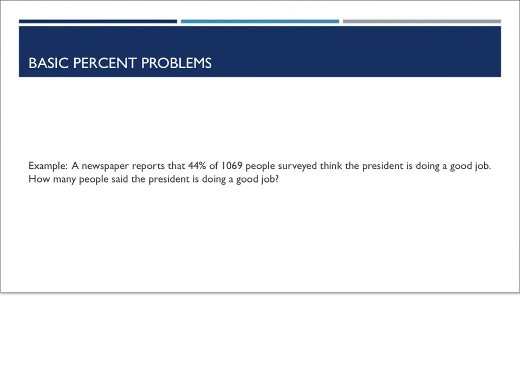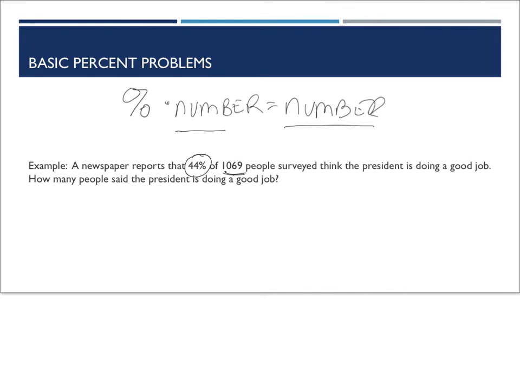The basic form of a percent problem is percent times a number is going to equal another number. In all our problems, we're going to be told the percent. Now we're going to be told one number, but our goal is to figure out which of these two numbers is given to us in the problem.